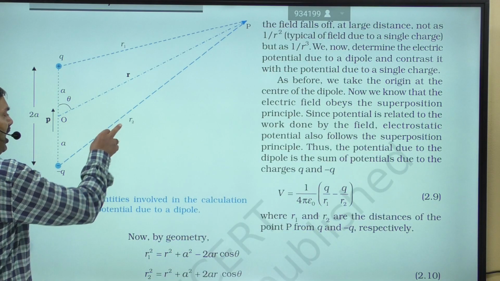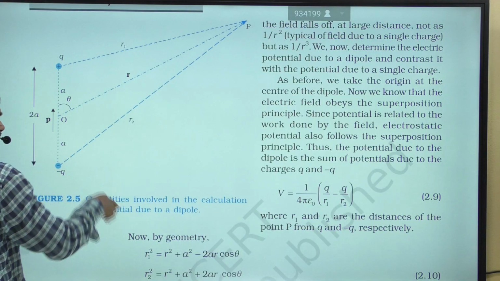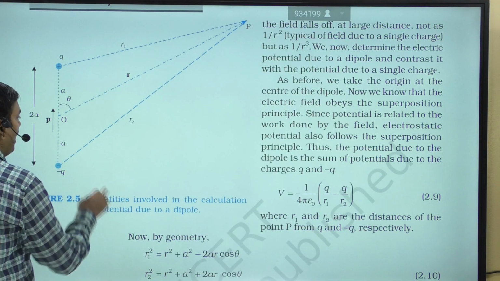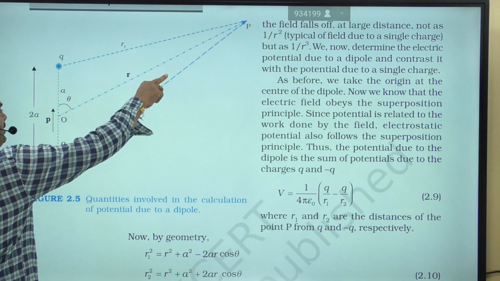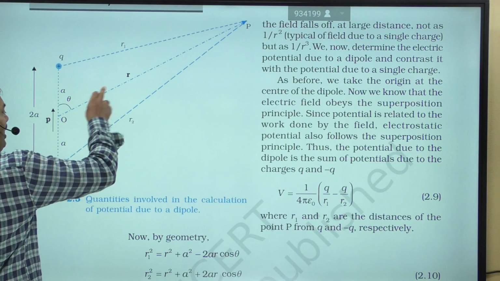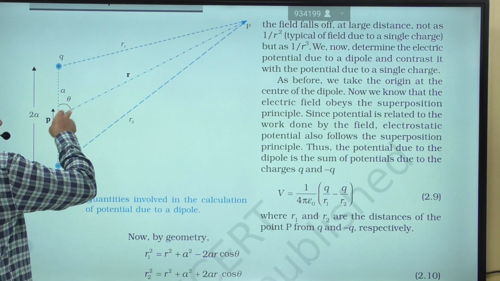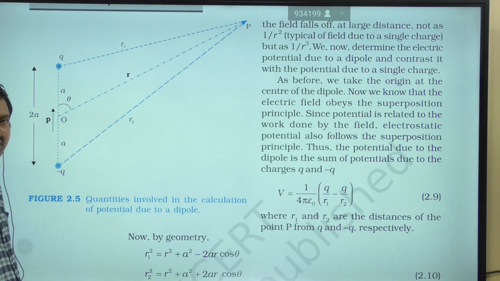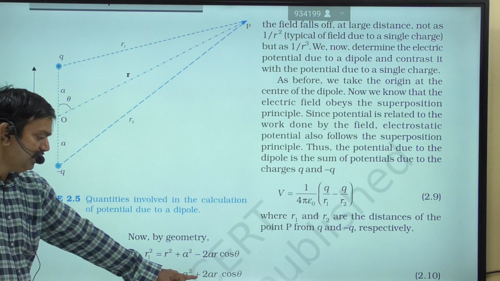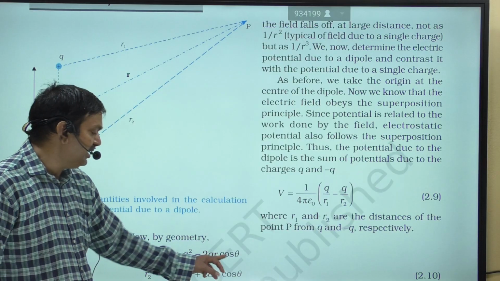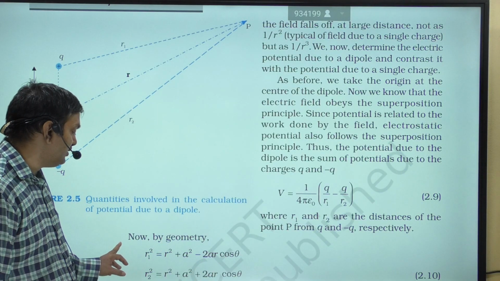But here r2, as you see here, this angle is not acute, this is obtuse. So same lines, you get it as r2 square is equal to r square plus a square plus 2ar. What is the angle between this? This is cos of 180 minus theta. Cos 180 minus theta is minus cos theta. So therefore, when you substitute minus cos theta here, you get r square plus a square plus 2ar cos theta.